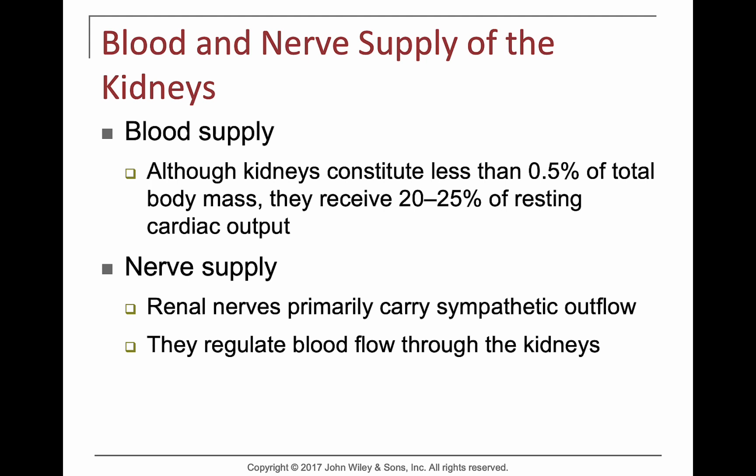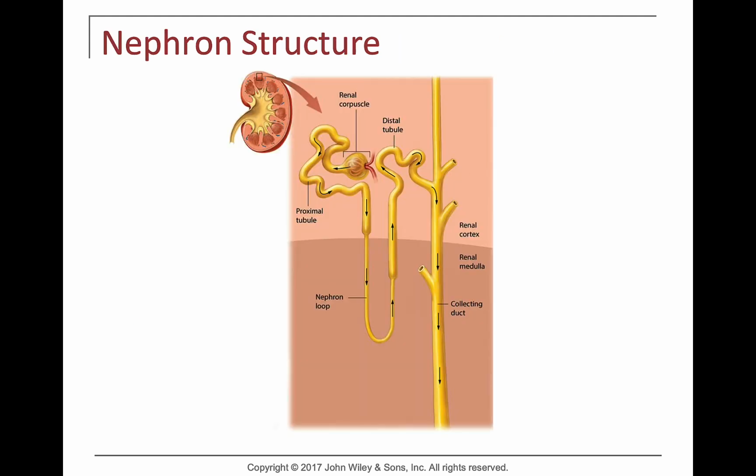The blood supply, we said, receives about 20 to 25% of resting cardiac output, and there is sympathetic outflow to the kidney. So we'll see later that the sympathetic outflow can largely affect blood vessels going in and filtration of the kidney. So when we look at the structure of a nephron, we're going to identify several regions.